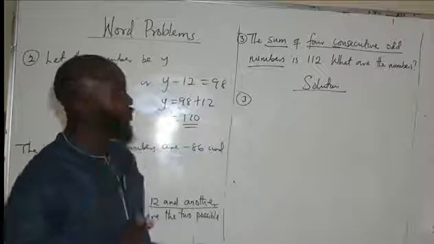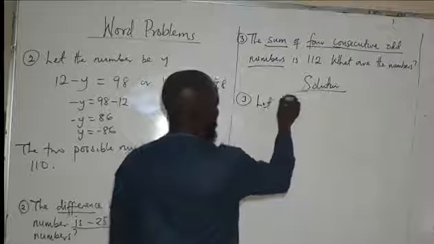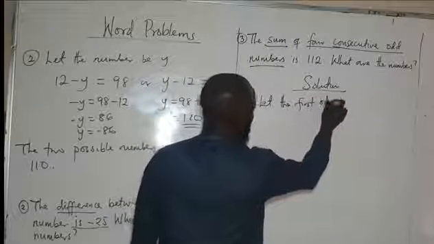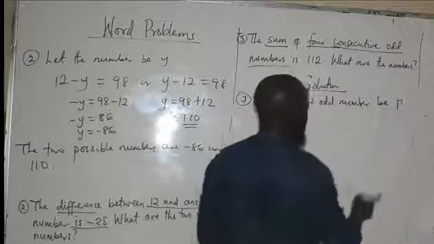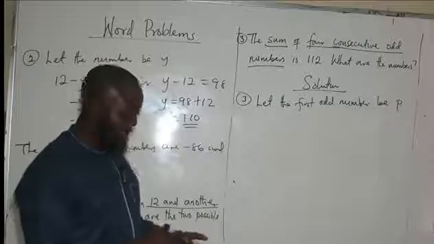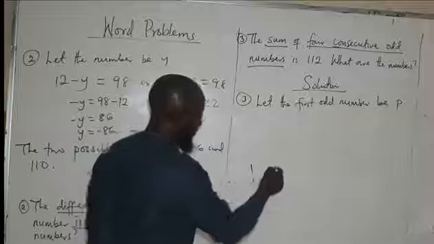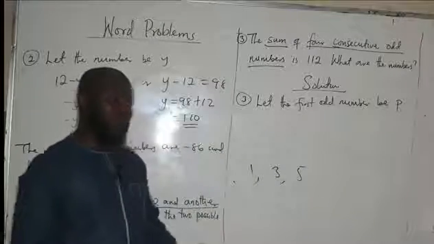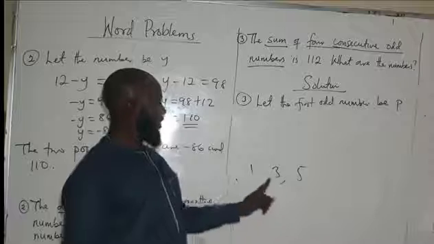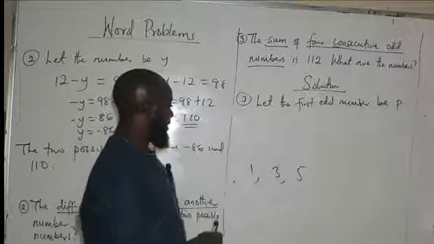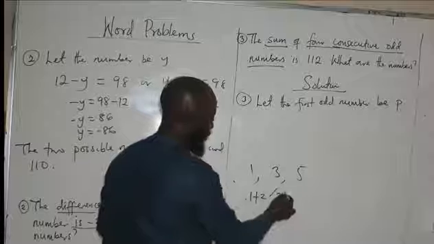So the first thing we're going to do is look at the first odd number. Let the first odd number be p. You know, odd numbers are numbers that cannot be divided by 2 without a remainder. So the first odd number is 1, then 3, 5. You notice that odd numbers have an interval of 2. The difference between each pair is 2. So if the first one is 1, the second is 1 plus 2 to get 3, and 3 plus 2 gives the next one.